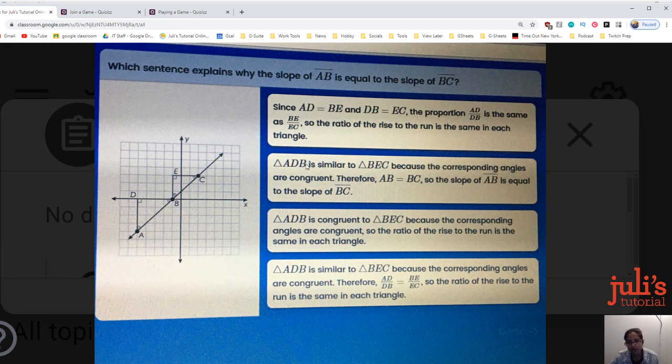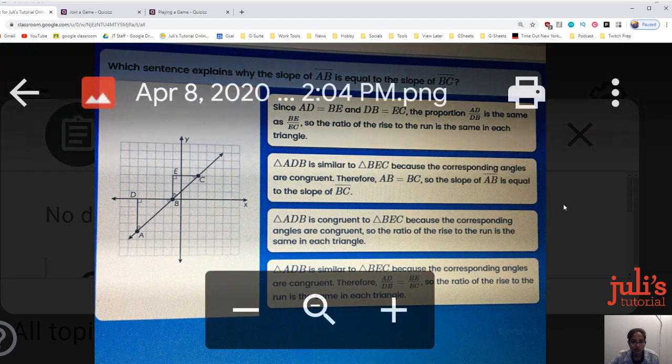So they're not equal. They're saying triangle ADB is similar to triangle BEC because the corresponding angles are congruent. Good. Therefore, AB, the hypotenuse, BC is equal to BC, but they're not equal to each other though. So the slope of AB is equal to the slope of BC. That's not true. Half of it is true. ADB is congruent to BEC? No, immediately no.